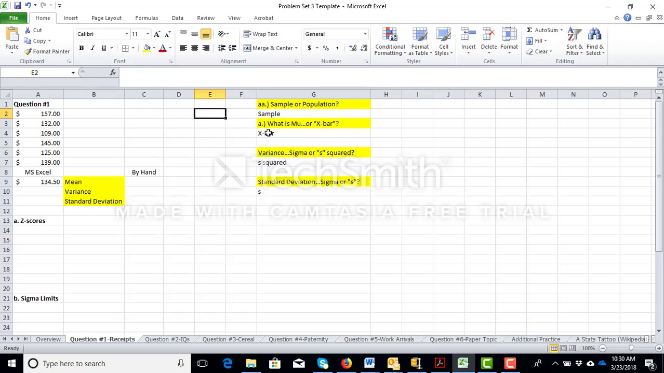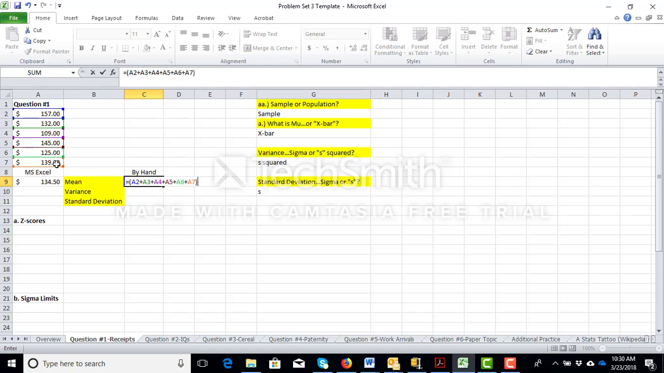Okay, all right, so the average is 134.50. I think you know how to do this by hand. If I didn't use the Excel formula, we would say equals, and then we would add each one of these up, right? This is how we do averages. And then we would divide. What would we divide by? In this case, we would divide by 6 because there are 6 receipts. So we get the same result whether we do it by hand that way or using the Excel formula.